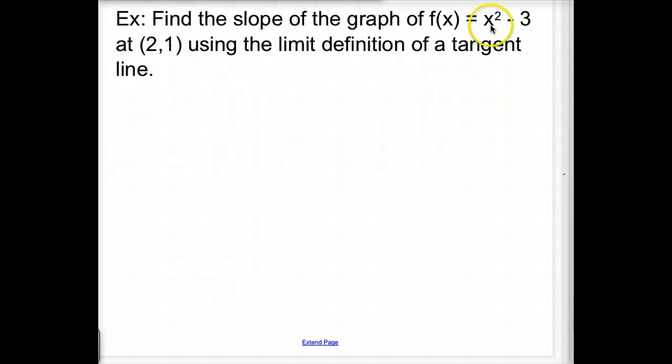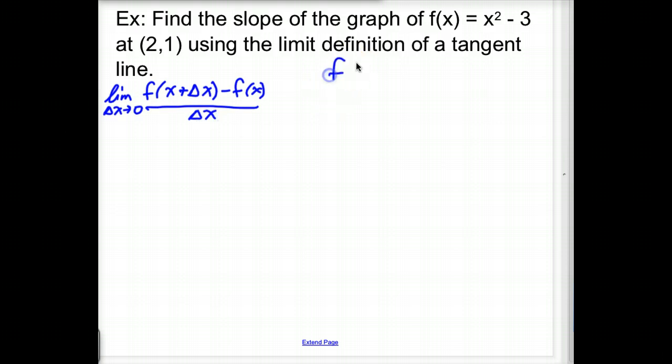Now this one, f of x equals x squared minus 3, we could not figure out the slope of the tangent line at x squared minus 3 at 2, 1 without using this limit definition, because we don't know what the slope of this graph is. So let's try this one. We're going to do the limit definition, and you do have to have this definition memorized. So f of x plus delta x at 2. So we're going to plug in a 2 here.